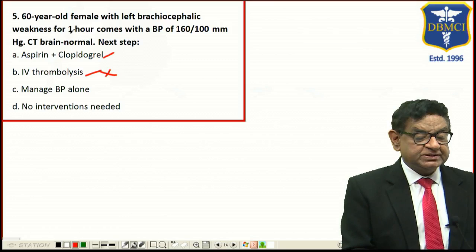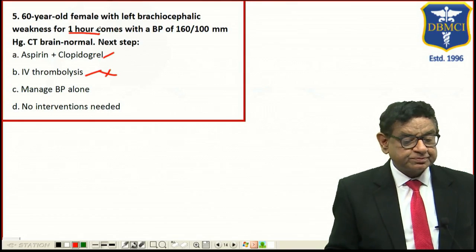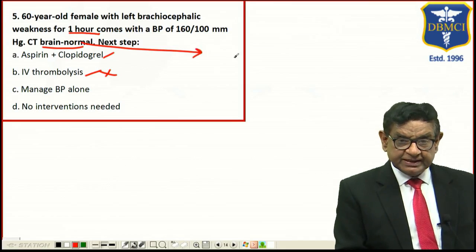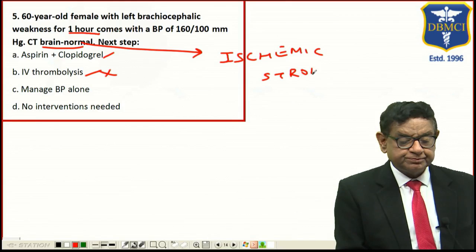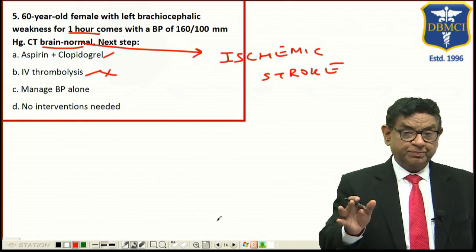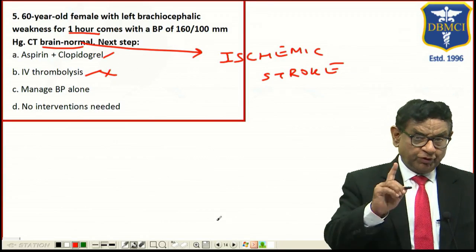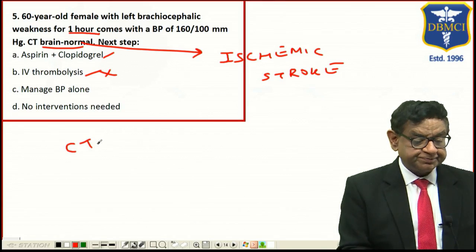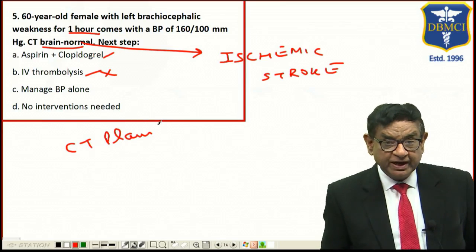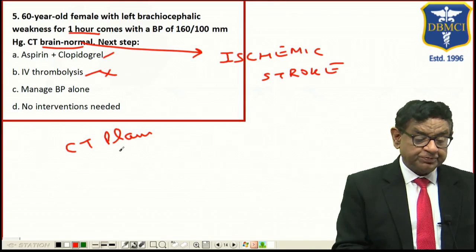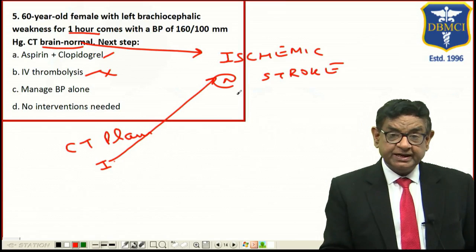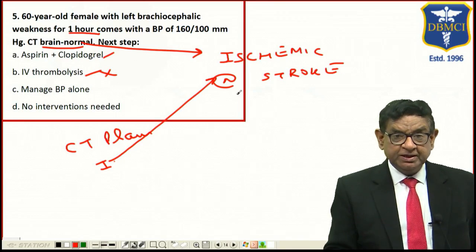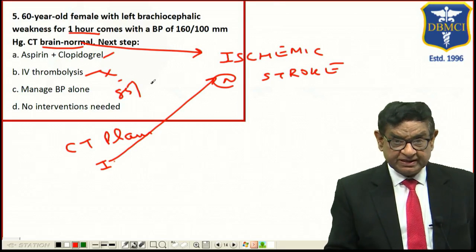First of all, she has 1 hour of the stroke. CT scan is normal. That indicates it is an ischemic stroke. Well, one more basic concept. Whenever a patient with stroke comes to you, what is the first investigation of choice? CT plain. Why CT plain? Why not contrast? First of all, you should know, when we do CT scan in acute ischemic stroke, this CT scan is normal. But in hemorrhage, we can pick up the bleeding. And we also know that 85% of cases of stroke are ischemic stroke.